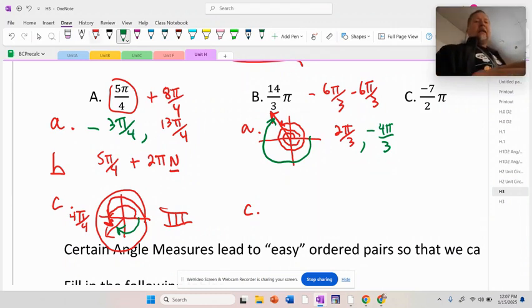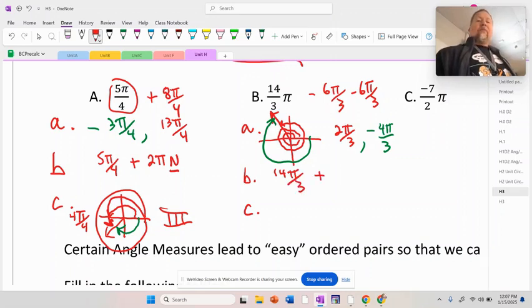All right, now, how can I name all the angle measures? This is a choice. You could pick any of these answers. You could pick 14 pi over 3. You could pick 8 pi over 3. You could pick 2 pi over 3. You could pick negative 4 pi over 3. But what I will do is take my original, just to not confuse.